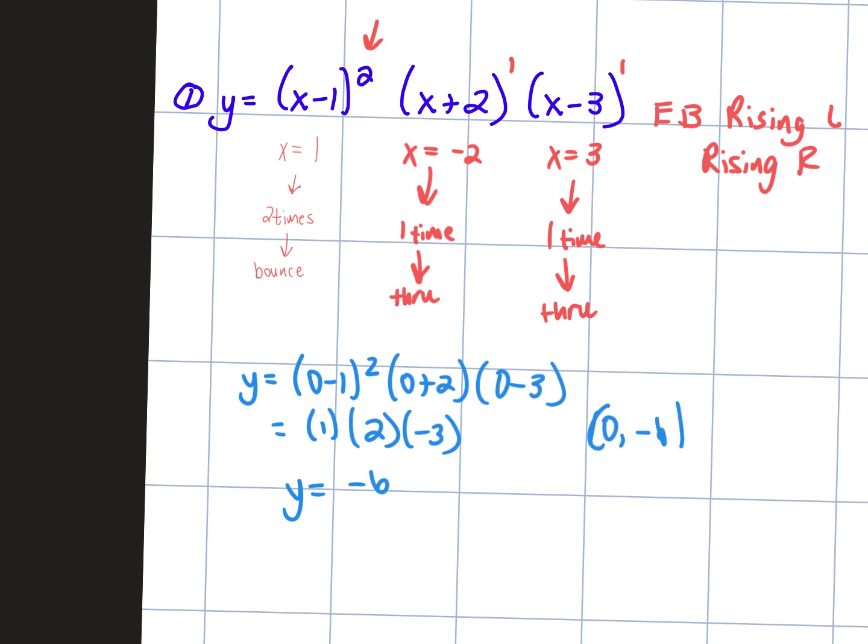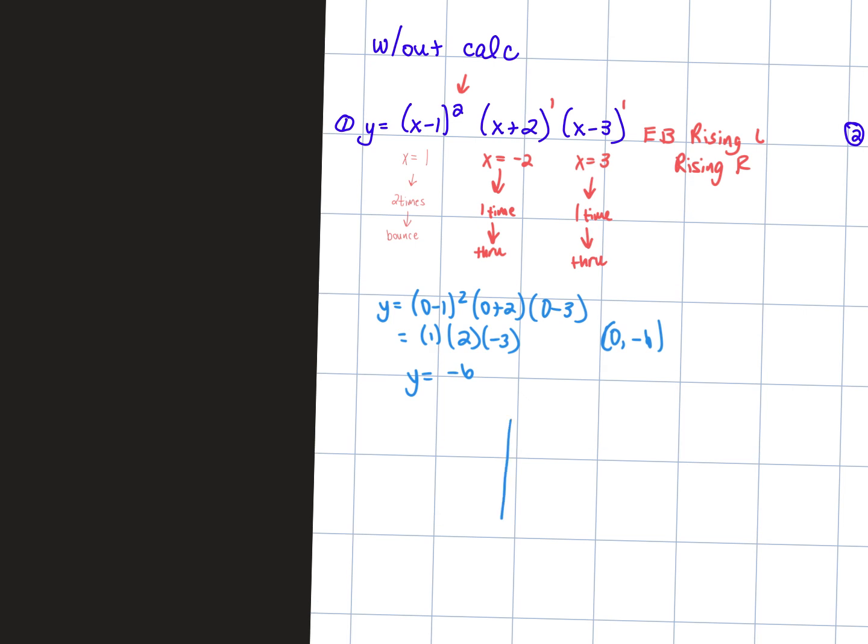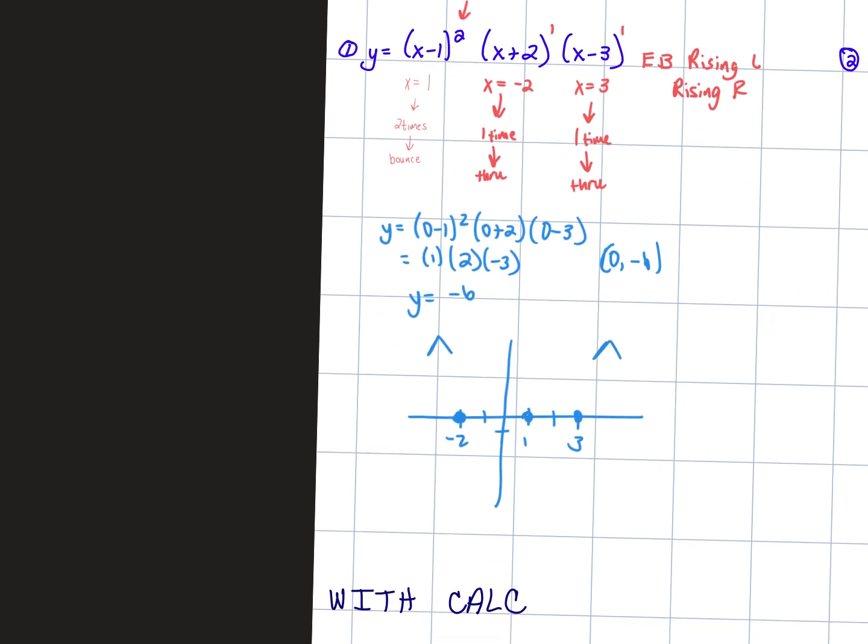And I'm going to write that as 0 comma, negative 6. So let's go ahead and sketch a little graph here for a second. Let's just talk. So look, I have end behaviors are both up. Where am I at? Negative 2, 1, right? And 3. I have points there. I know my intercept is down here. 1, 2, 3, 4, 5, 6.